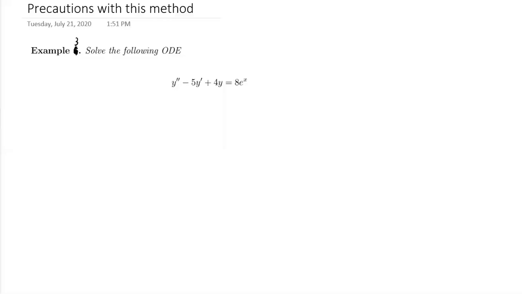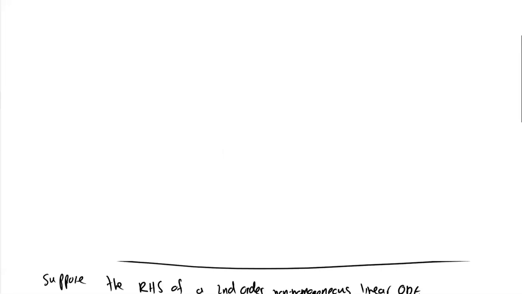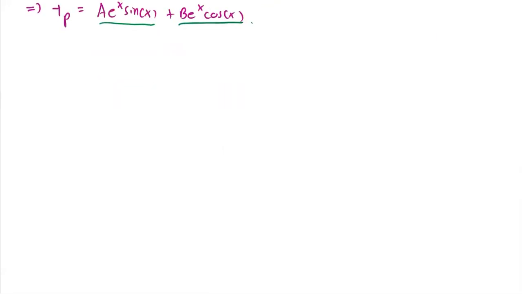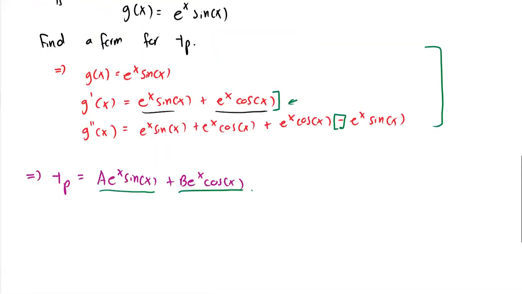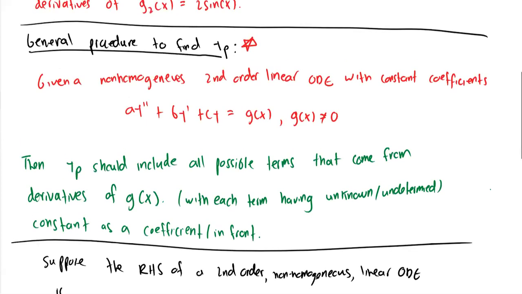Hello, class. So in this video, we're still on section 3.5, the method of undetermined coefficients. In the previous video, we saw the general process to find a form of the particular solution. It was pretty straightforward, right? Basically, look at the right-hand side, the function g of x, and include in your particular solution all possible terms that arise from derivatives of g of x.